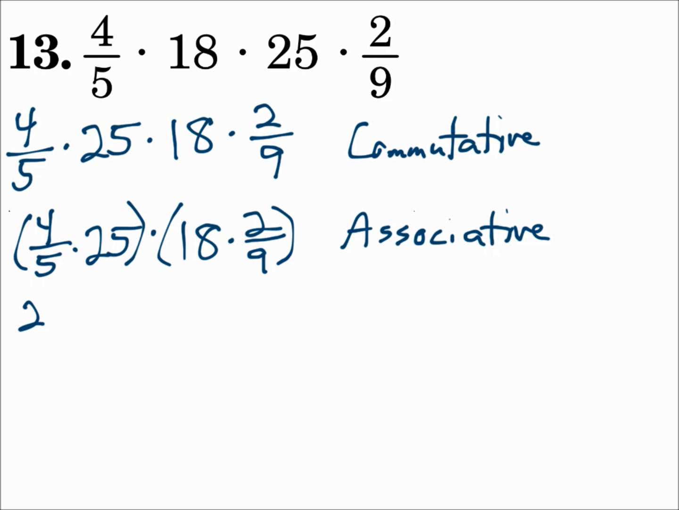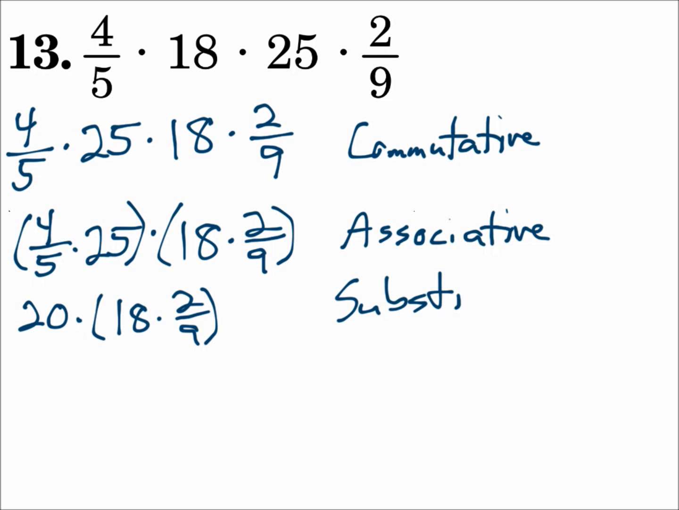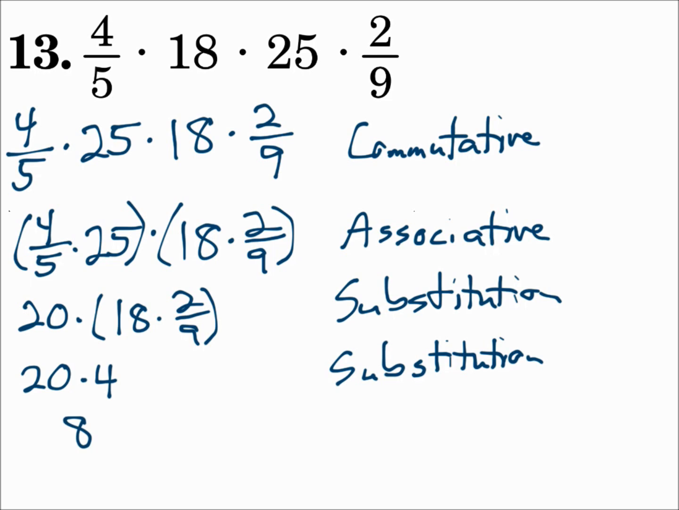And then when you do 4/5 times 25, you get 20. That's a very easy number to use now. 18 times 2/9 is 4, and that's a very easy number to use. Finally, 20 times 4 is 80. When you have fractions like that, try to put it with a number that is divisible by the denominator of the fraction. That will cancel out the fraction, giving you integers to use.